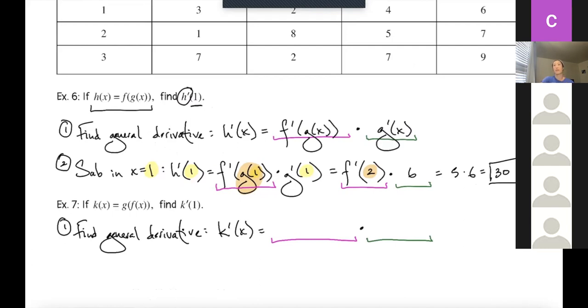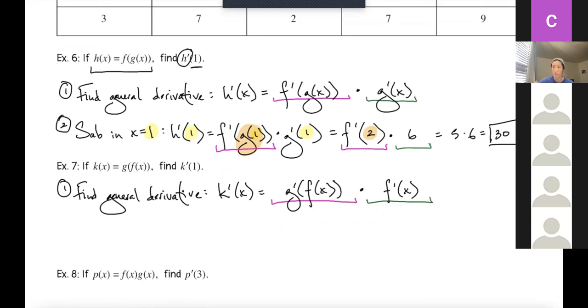Okay. What should I write for my general derivative? All right, g prime of f of x, good. G prime of f of x, because that's the derivative of the outside. And then f prime of x, because that's the derivative of the inside piece, all right? Does that make sense to folks how we were able to change the formula based off of the new letters that we had in this example? Yeah, okay.